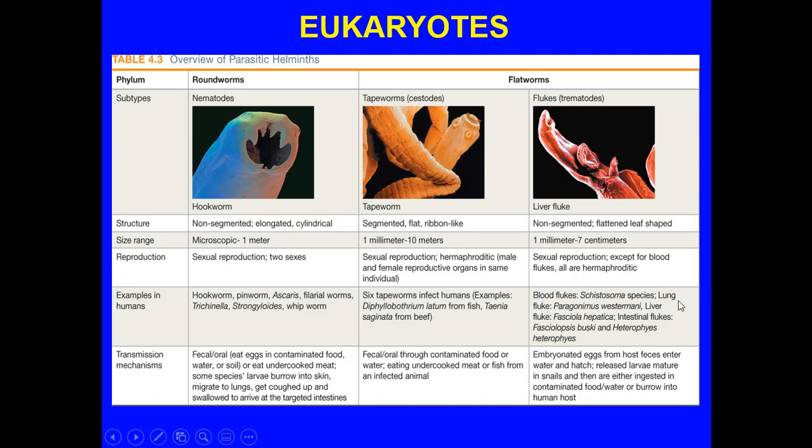Now, with the other types of flukes, which will infect and occupy the lungs, the liver, the intestine, you have these that will get into the body, usually by contaminated food or water. And what they will eventually do is cause a great deal of damage to these organs, and in many cases eventually kill the individual. Okay?